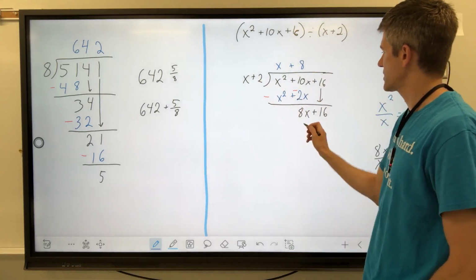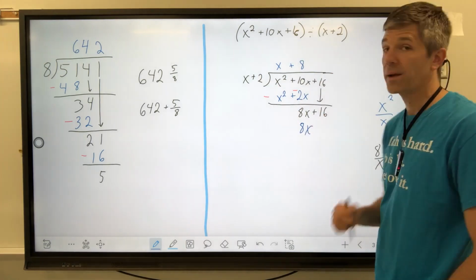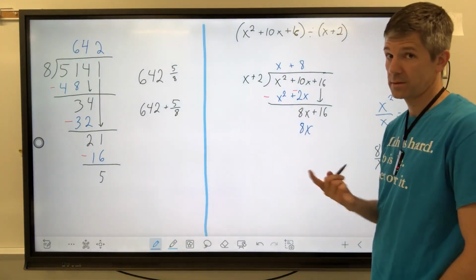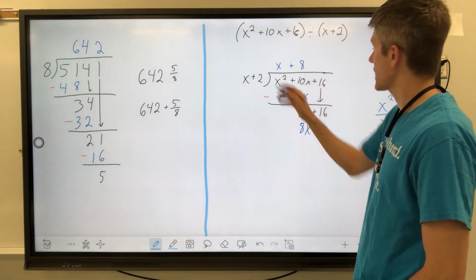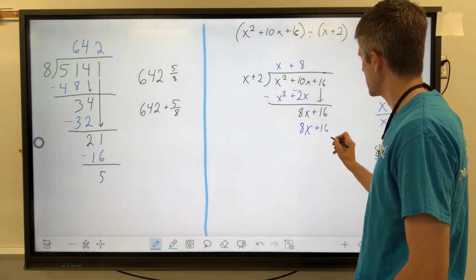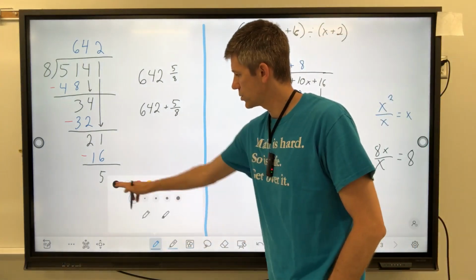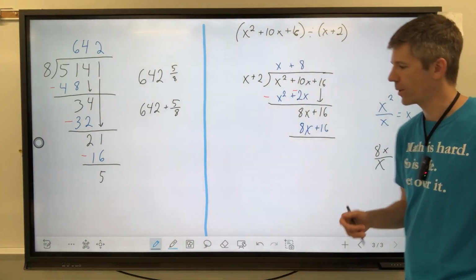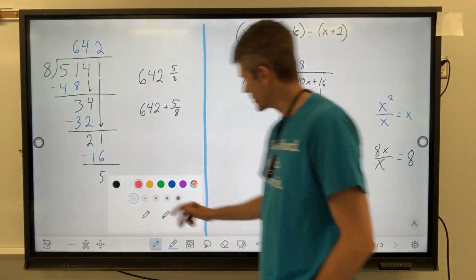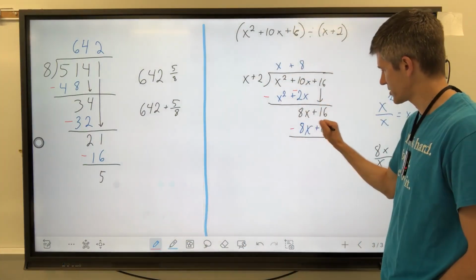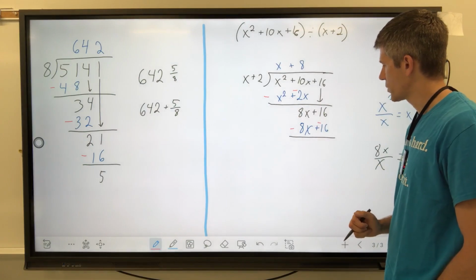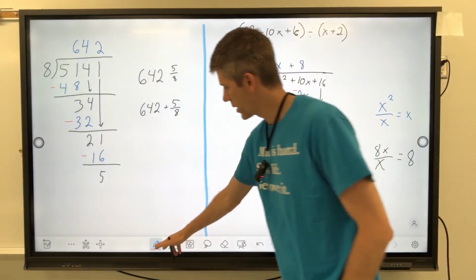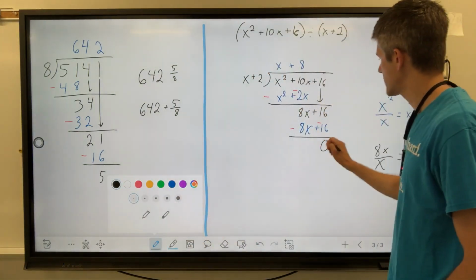8 times x is 8x. Hey, they're the same. They better be. It was engineered that way. 8 times 2 is 16. And we are going to draw the line. And we're going to subtract. And you can see where this is going. When we subtract, we're going to basically change our signs. And when we add those, we will have a remainder of 0.